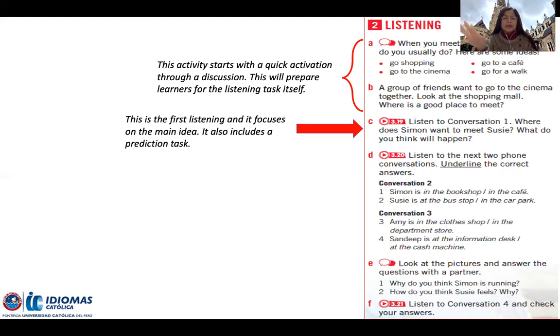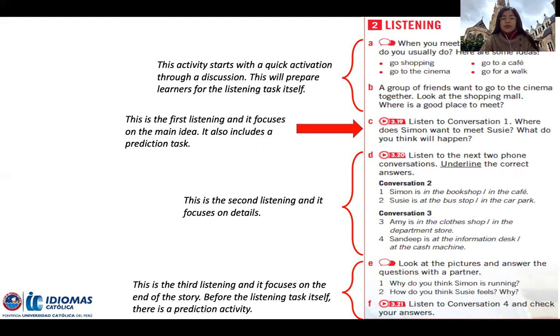Okay, the first listening focuses on the main idea. It has like a prediction task. Then I have the second listening, this time focusing on details. And the third listening focuses on the end of the story. So before the listening task itself, there is a prediction activity. So it's very important that you analyze the activities, guys, because if you don't, you might not know whether you should leave the task incomplete or not. Sometimes I don't have time and I end in lesson C, but that will not make my next lesson memorable, because the 5 or 6 activities are connected, so I cannot break them, you see?